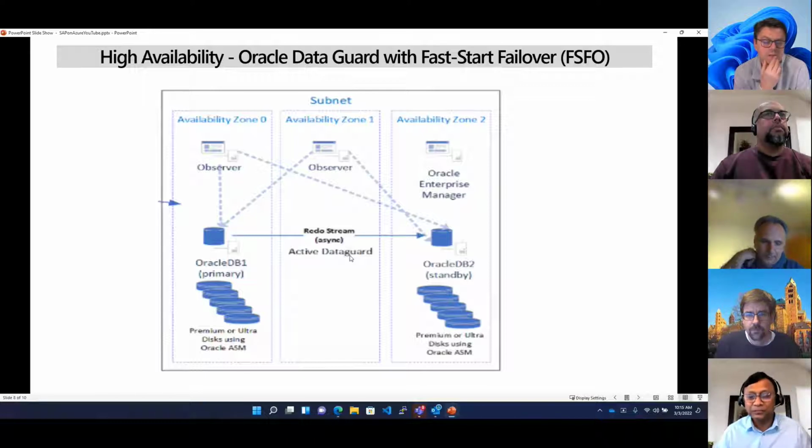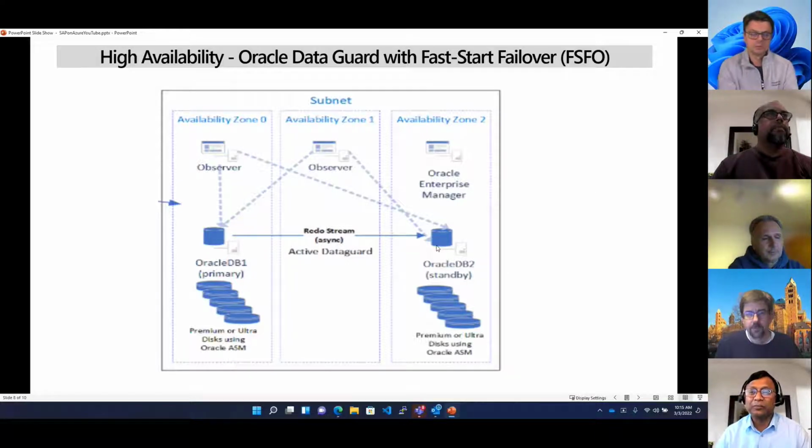Great question. So you have maximum performance or maximum protection. There are 2 ways you can do it in Oracle. The customer went with async only for the DR, and they went for maximum protection.